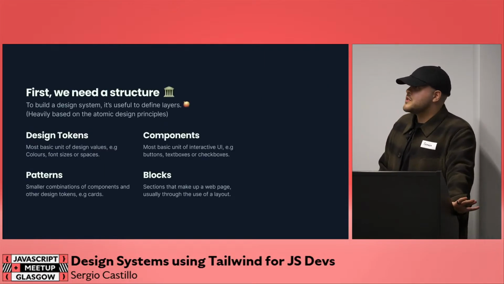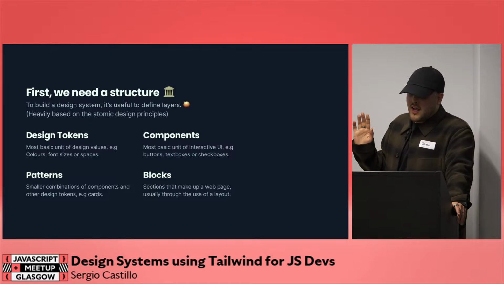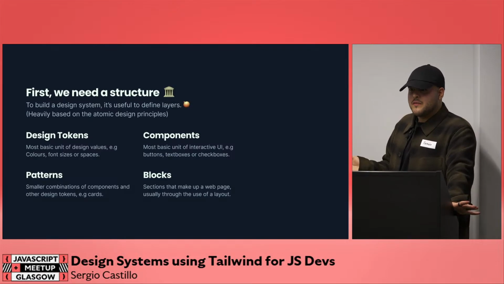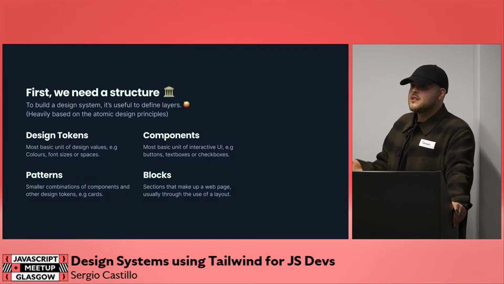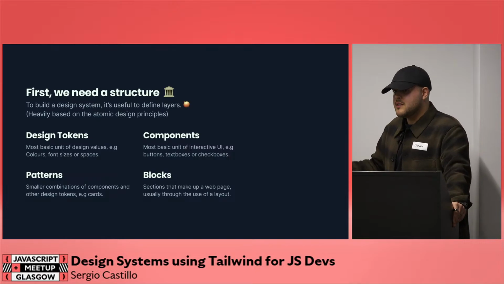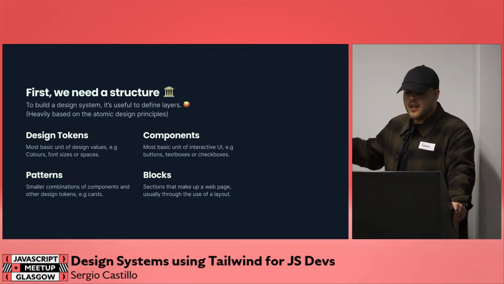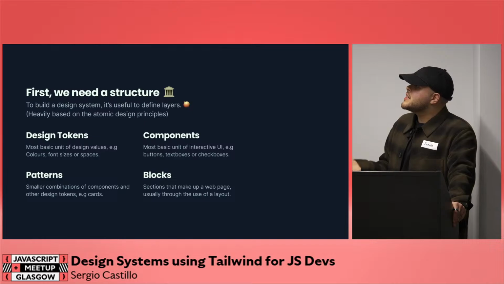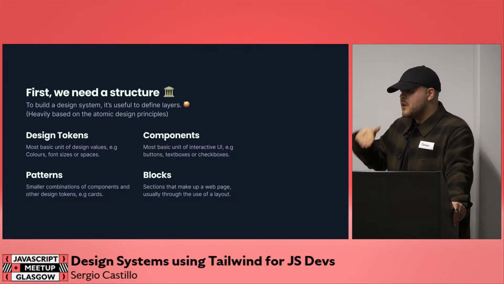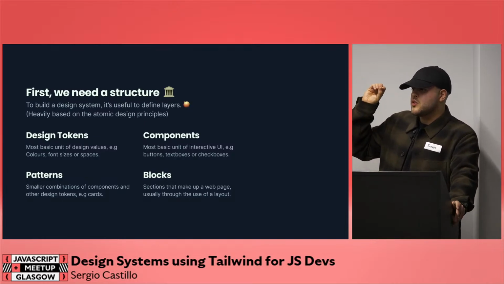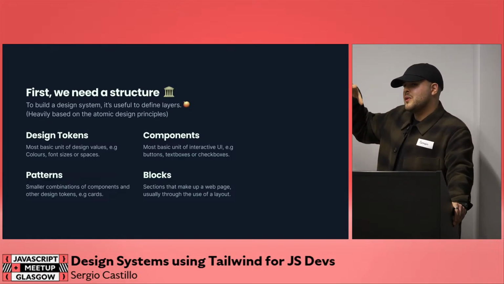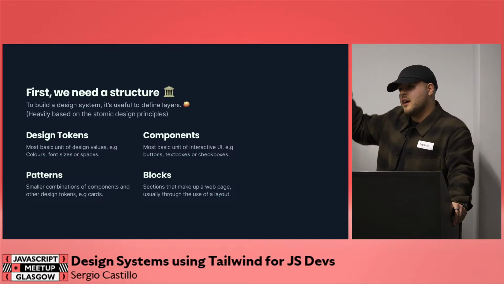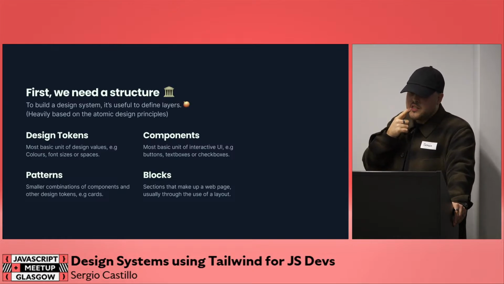But to do that, we need a bit of a structure. So as JavaScript developers, which I'm guessing the majority of these people are familiar with JavaScript frameworks, you do use components, and then those components are built with more components, and then those components are built with more components, and so on and so on. It's kind of the same with a design system. You're going to have layers where you have these sort of building blocks, and then they're going to be used to build bigger blocks and bigger blocks and bigger blocks until you have your entire user interface.